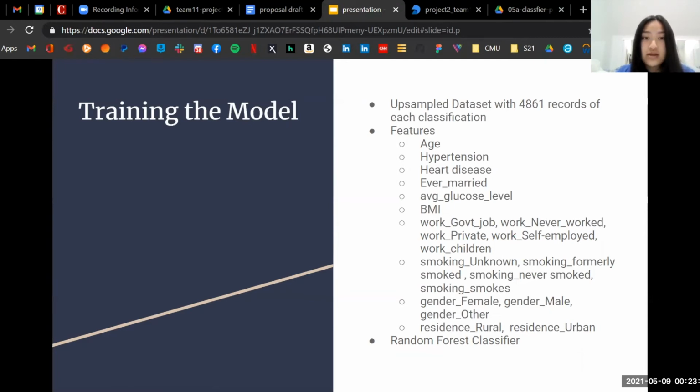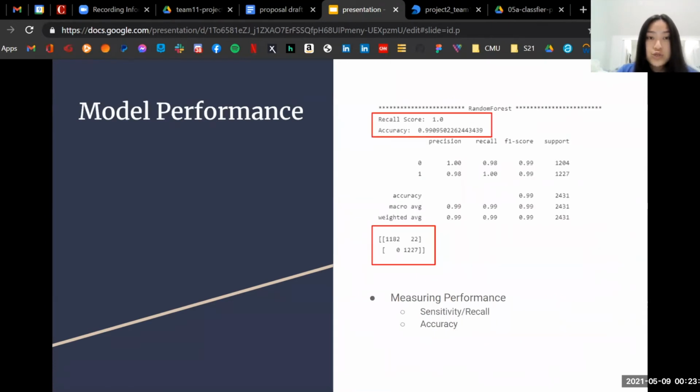After testing many different classifiers, we ultimately chose the random forest classifier to represent our model. And we made this choice based on performance, first through sensitivity and next by accuracy. As you can see, our model had a recall score of exactly 1 and an accuracy of 0.99. So this was very good since there were no false negatives and very few false positives.